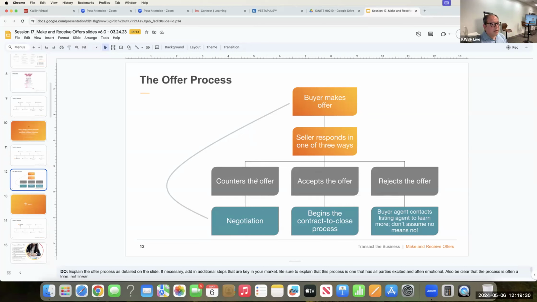The seller can make a counter offer. They can say, here's our counter. We agree to all your terms except A, B, C, and D. They can accept your offer. Everything sounds great. Let's go. Let's open escrow. Or they can just reject it and not even respond. So I would say this is a ping pong game.